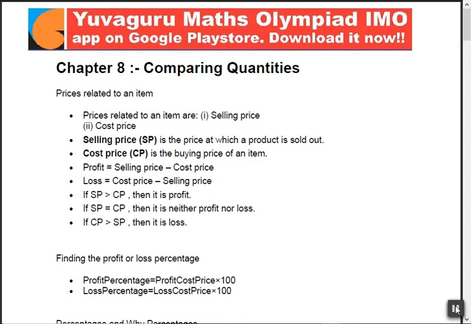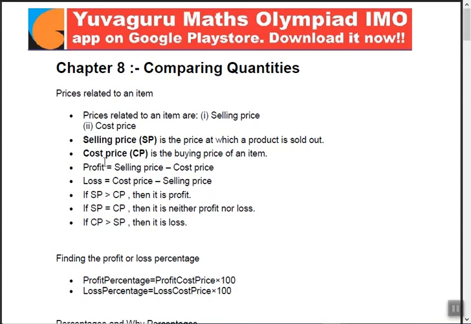So let's start. Comparing quantities. This topic is related to business. Business means selling price, buying price, what are the ratios, what are the percentages. So what is the selling price? Selling price is the price at which the product is sold when you sell something. What is the cost price? It is the buying price, meaning the price at which the product is bought.